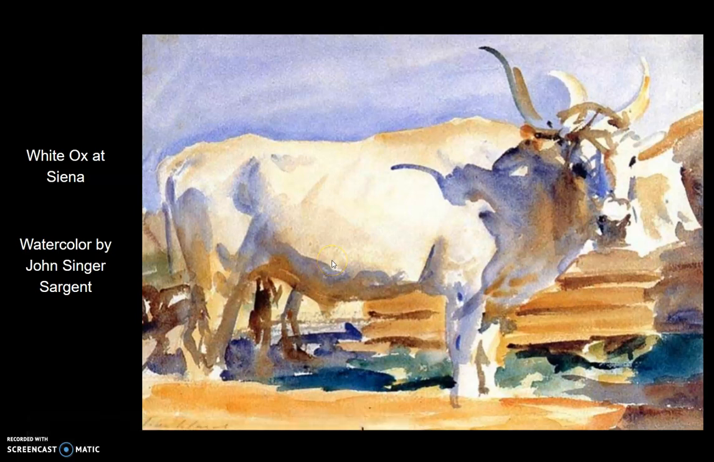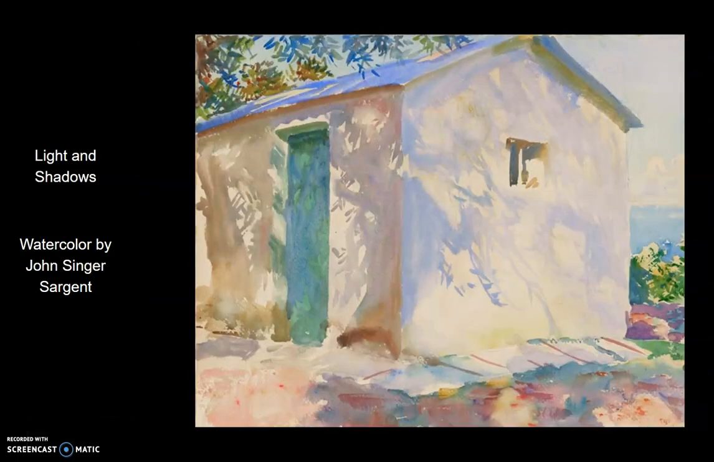Okay, let's move on to another artist. No, it's still John Singer Sargent. This one is a house that he painted. It's called Light and Shadows. So you can see his main interest in this one was capturing those different colors that show up in the shadows.